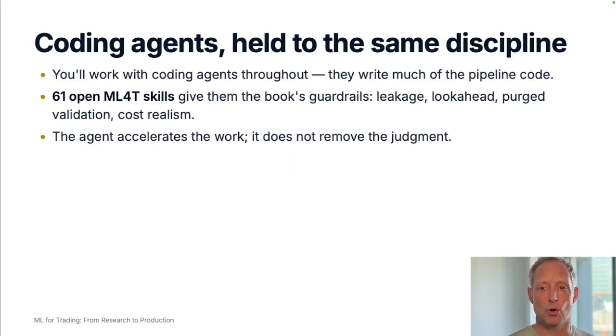Given where we are today, the course also pays close attention to coding agents. We discuss how to use them productively without allowing them to introduce methodological errors into your research code. The book comes with more than 60 coding agent skills that encode key concepts and implementation rules from the workflow. These skills are designed to help agents stay on track when dealing with issues such as look-ahead bias, leakage, time series cross-validation, transaction cost, backtest assumptions, and deployment logic. The purpose is not to replace your judgment. It is to make you more productive so that you can spend more time on analysis, diagnosis, and research design, and less time on repetitive implementation work.